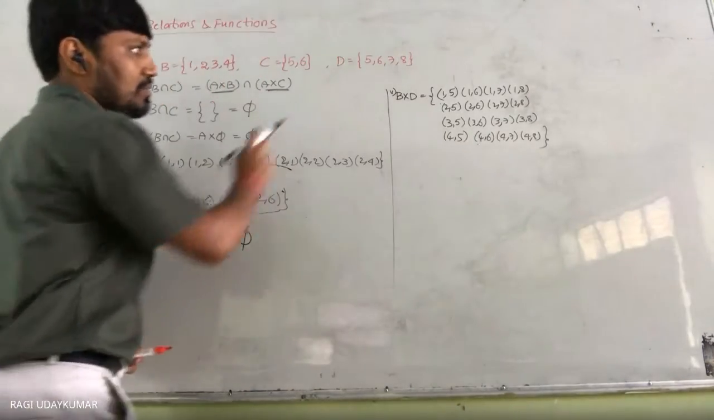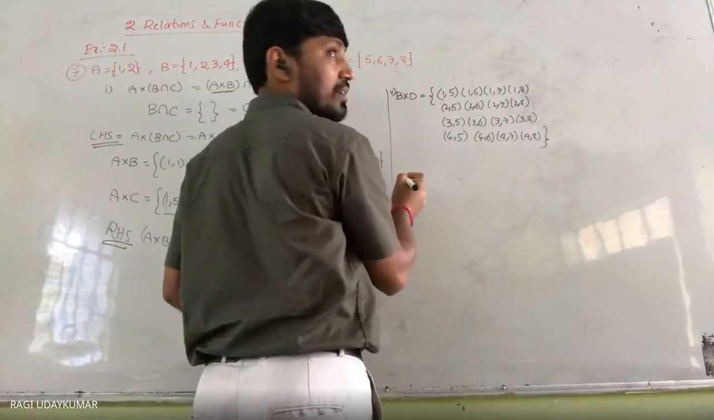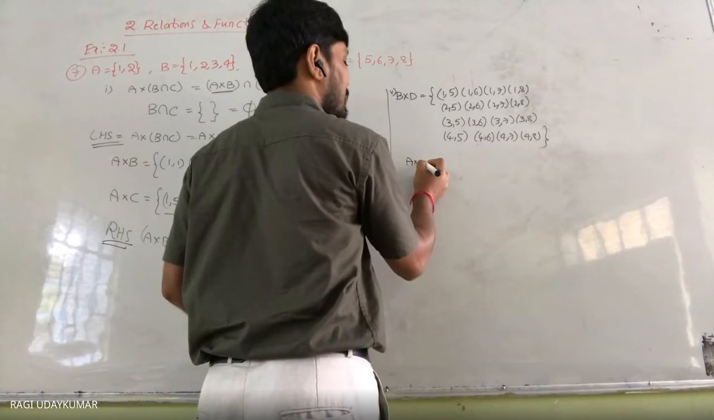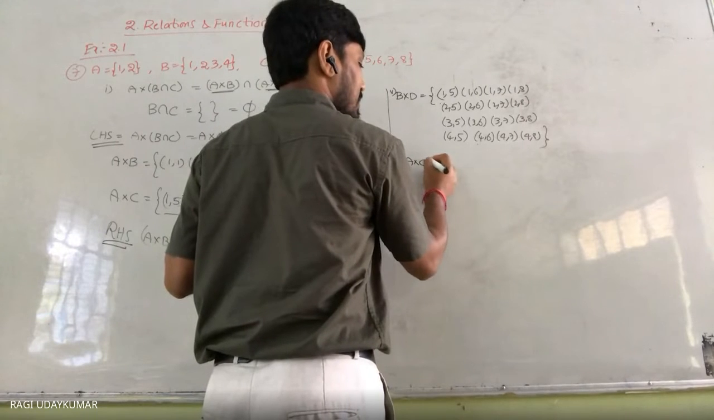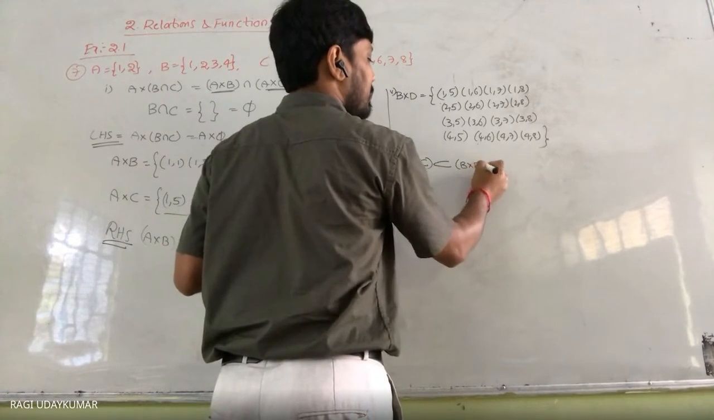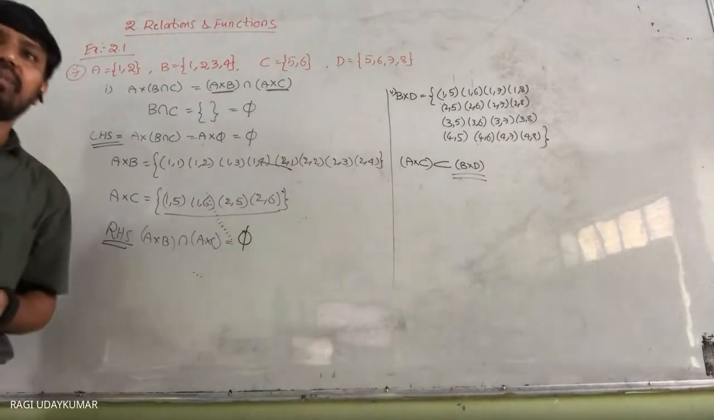1,5, 1,6 is there. 2,5, 2,6 is there. So since all the elements are present, you can say that A cross C is a subset of B cross D. Whether this is a subset or not. Very simple questions in this, not very complicated.